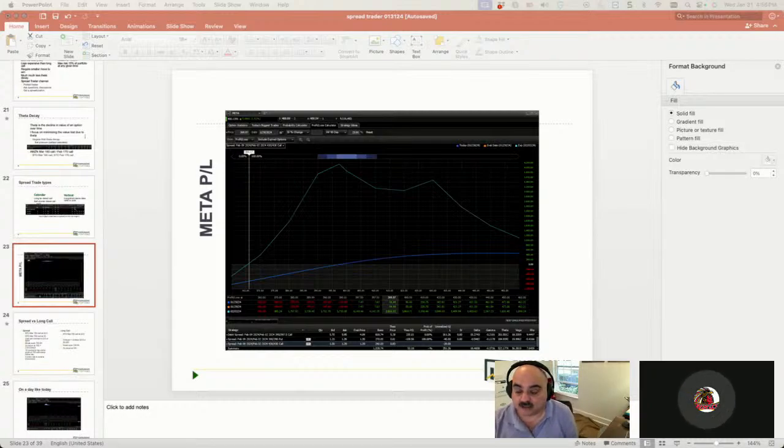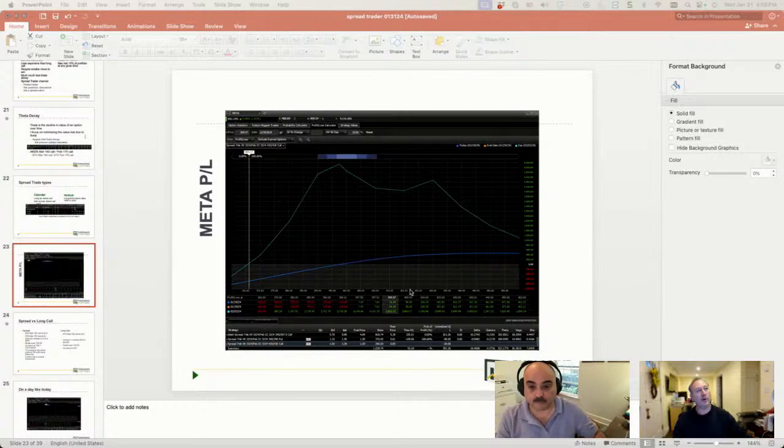Hey, Sam, I had a question for you. On this graph, what is this purple line now? The graphs are based on dates, so the purple line is on the 29th. When I created this graph, I think I created it on the 29th. So the 29th represents the current level of profitability of that trade.